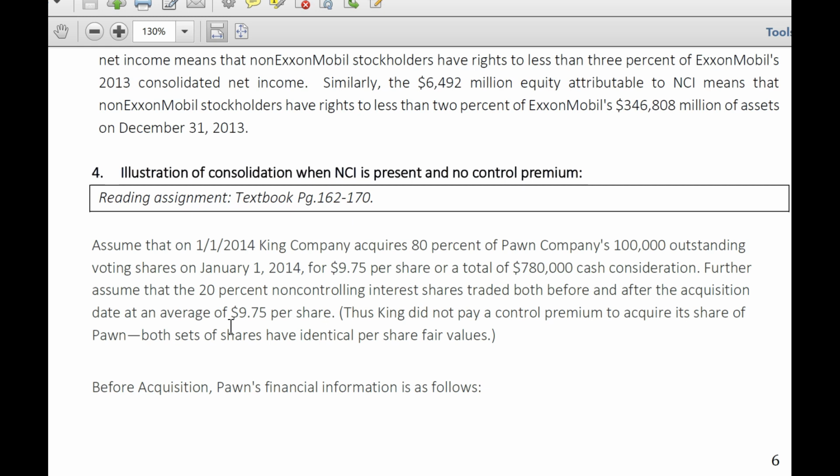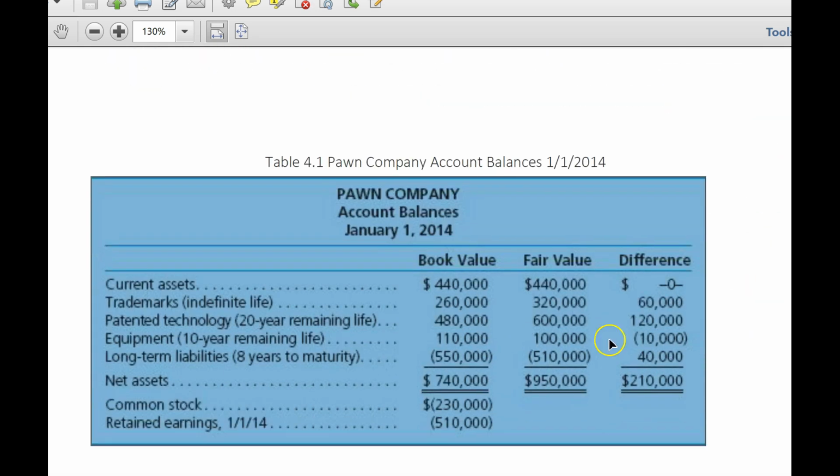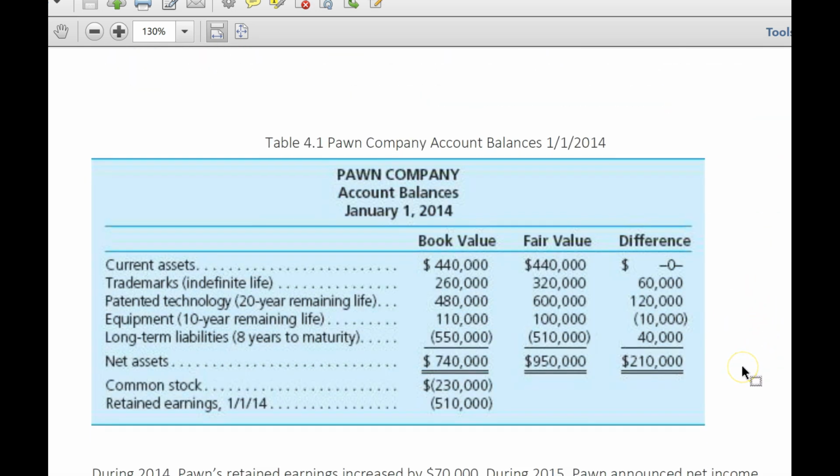So from the previous lecture, we know this means that the parent has no control premium; they did not pay any control premium to acquire the shares of the subsidiary. Before acquisition, this is the financial status of the two firms.